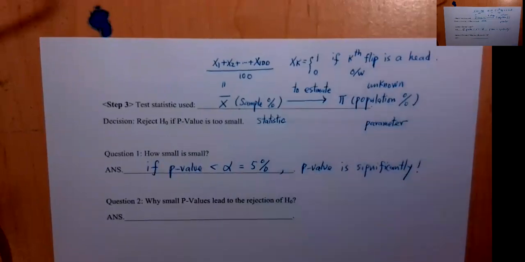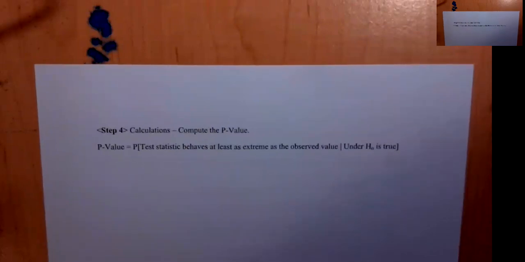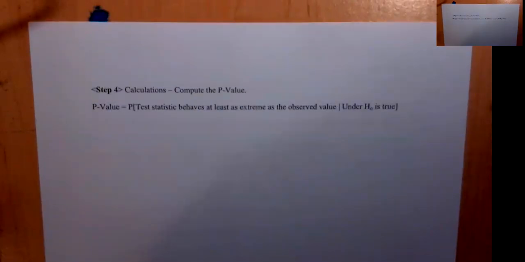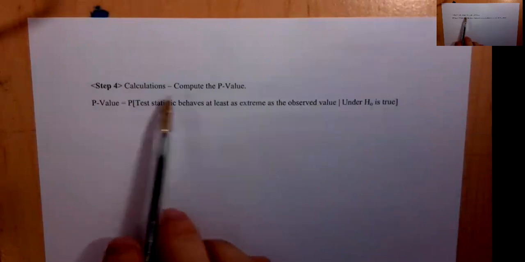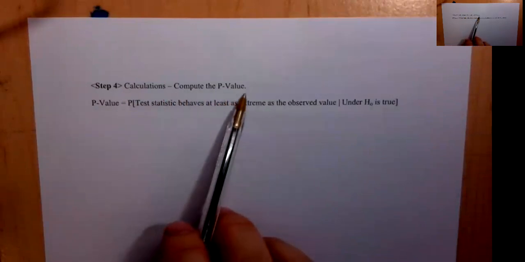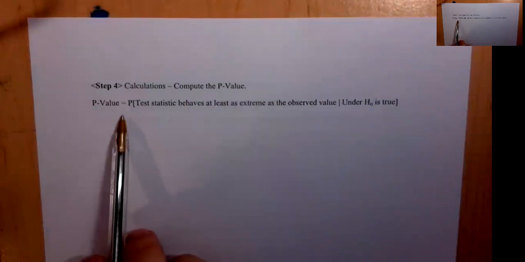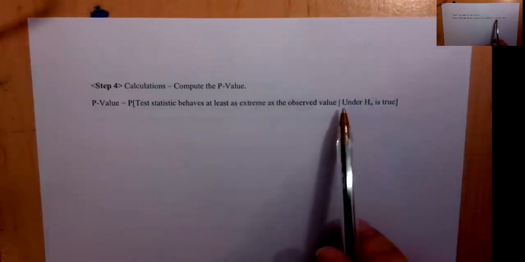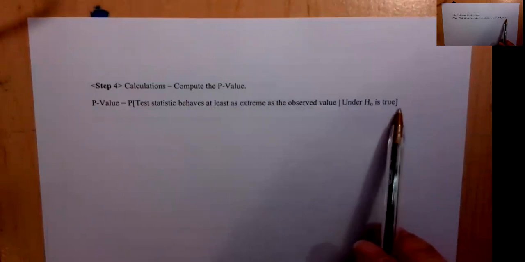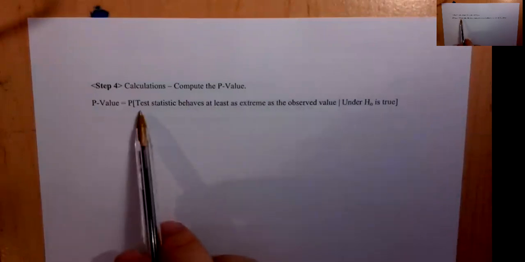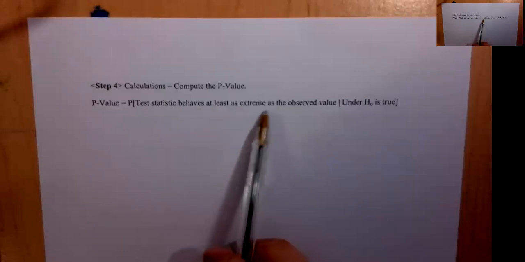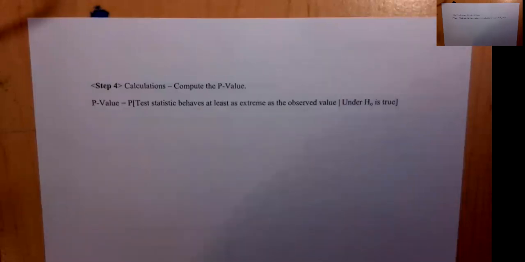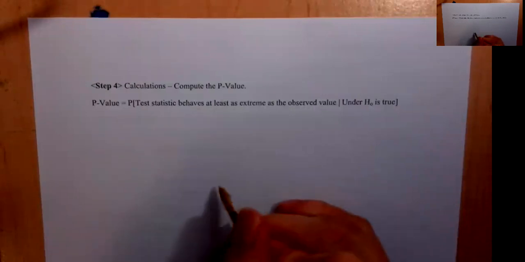Now, next one, let's flip to the next page. Calculation, computing the p-value. What's the p-value? This is the definition: under the assumption that H0 is true, how likely is the test statistic to behave at least as extreme as the observed value, okay? So I'm going to explain this one slowly, okay?